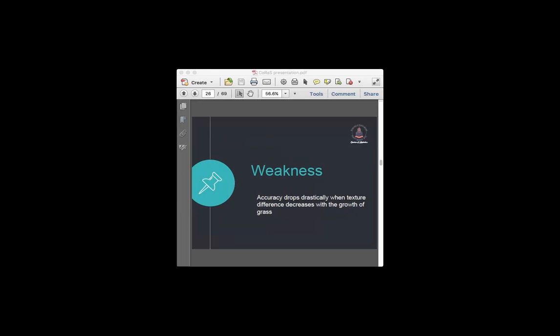The weakness in this technique is that the accuracy drops drastically when the texture difference decreases with the growth of the crop. So, like I said, we have narrow leaf weed and narrow leaf crop. In the start, they are different, but as the crop grows, they become more and more similar, and it becomes increasingly difficult to detect them. Next slide, please.